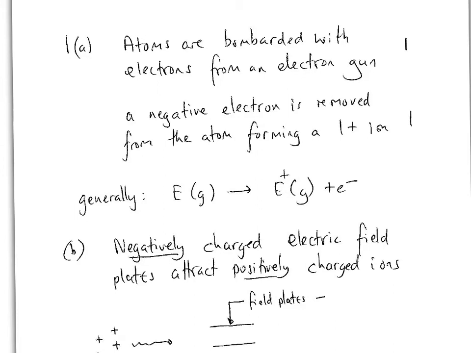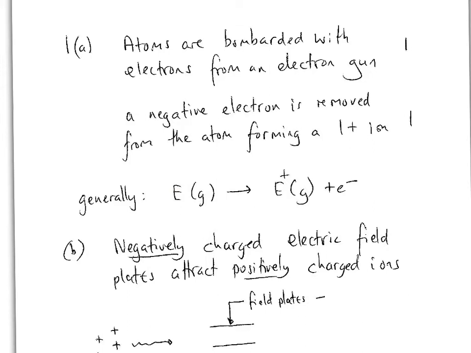So this is the mass spectrometry and ionization energy assignment. First question asks to explain how a sample is ionized, and it's worth 2 marks, and you can see them written here. Atoms are bombarded with electrons from an electron gun. A negative electron is removed from the atom, forming a 1+ ion. Here is the equation where E stands for an element in the gaseous state, goes to E+, and releases an electron. That's the first ionization equation.